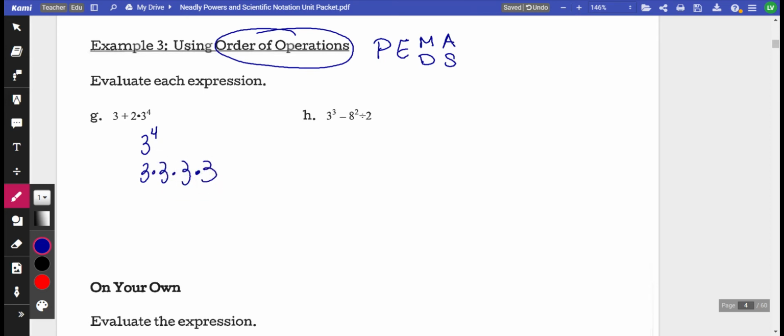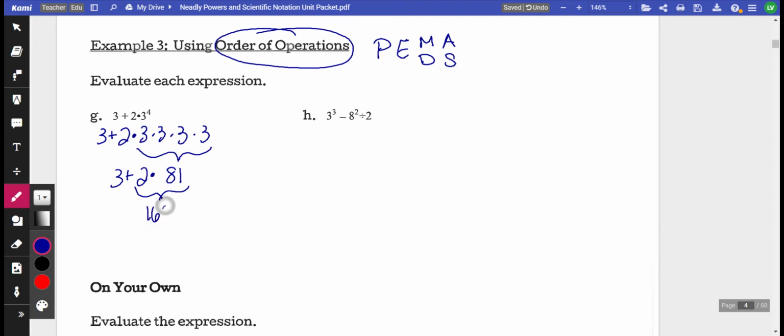You could also plug that into a calculator. I'm actually going to rewrite it above. So 3 to the 4th power becomes 81. So I'm just bringing down the 3 plus 2 and the multiplication between the 2 and the 81. Now I'm going to do the next step of multiply. 2 times the 81, which is 162. I'm going to add 3. 162 plus 3 gives me 165.